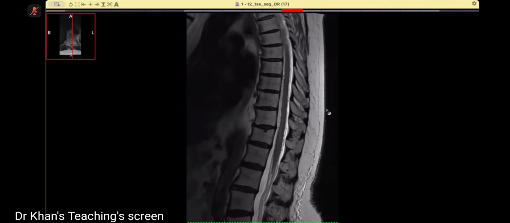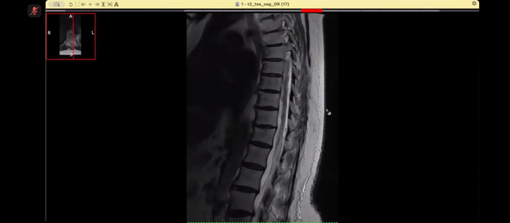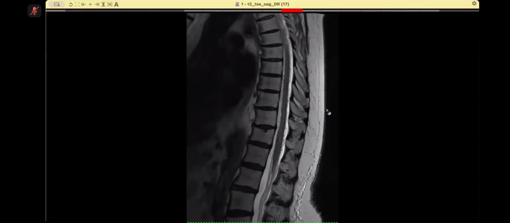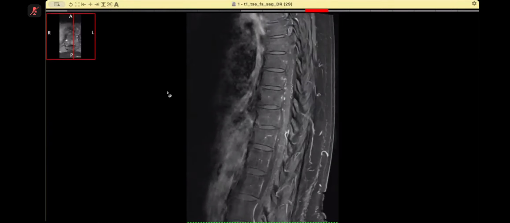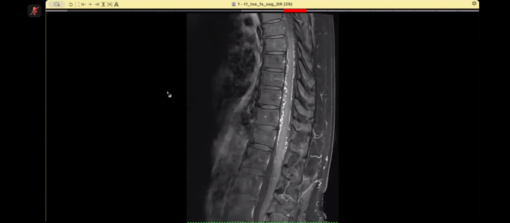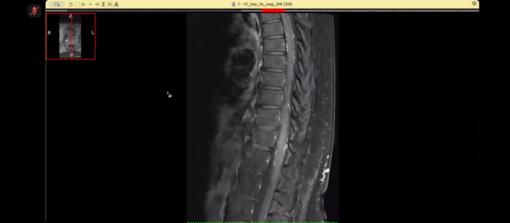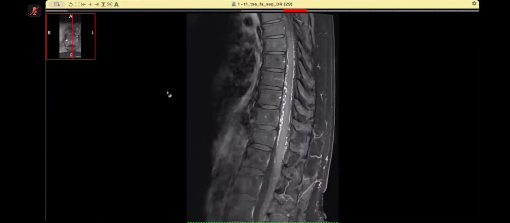Okay, so I can see some prominent flow void areas along the anterior and the posterior aspect of the cord. So I would like to review if there are any post-contrast images available, because they seem to be likely vascular in a region. Okay. This is post-contrast. Okay, so now they're avidly enhancing. These are likely vascular channels that are along the anterior and the posterior aspect of the spinal cord.